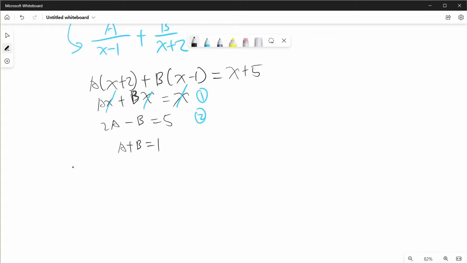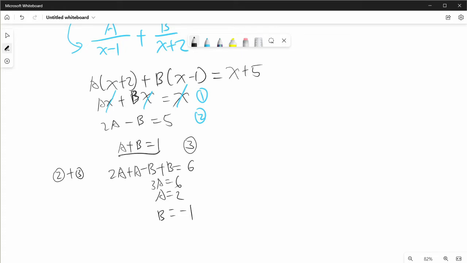So I'm going to do equation 2 plus equation 3. So then it will be 2A plus A minus B plus B equal to 1 plus 5, which is 6. So we have 3A equal to 6, A equal to 2, B then is negative 1 if I plug into equation 3 here. So we then have the integral from 2 to 3 of 2 over x minus 1 plus negative 1 over x plus 2 dx.